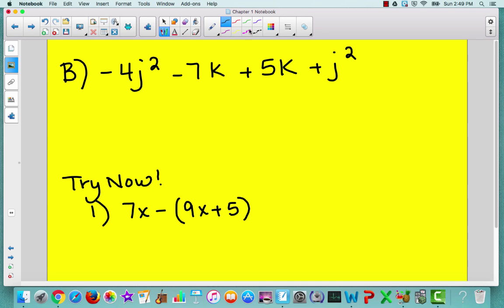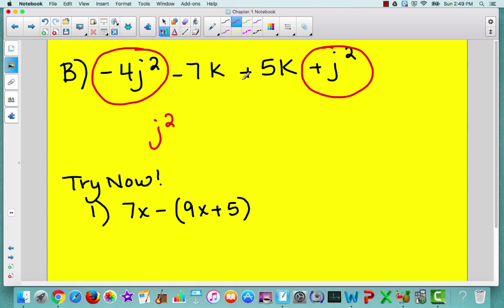All right, well, I clearly look and I see that negative 4j squared and j squared are like terms because they're the same variable raised to the same exponent. So I can combine them. Remember, I never change the variable. It's going to stay j squared. I'm just going to deal with the numbers, the coefficients that are in front. There's that word coefficient. So I have a negative 4 plus a 1, which gives me negative 3.